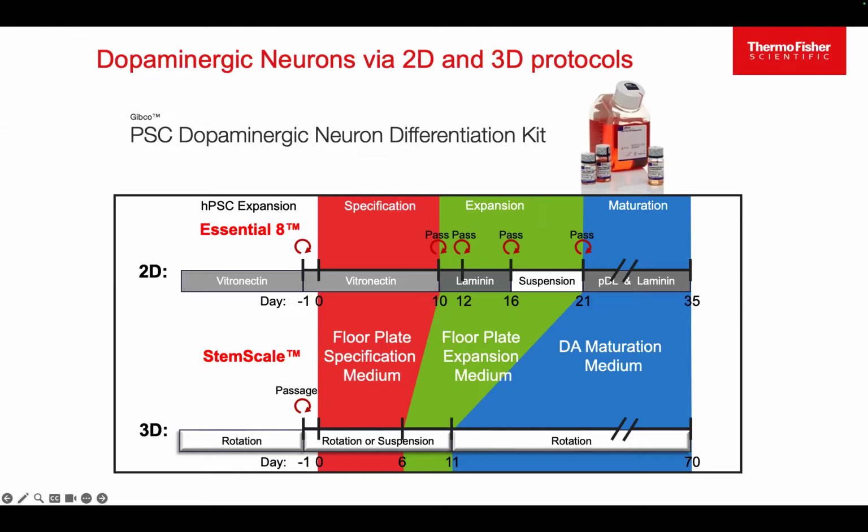As I said before, compared to 2D cultures, specification and expansion can actually be shortened a bit for 3D cultures, which is nice. Again, all with equivalent expression of these different neuronal markers for floorplate, dopaminergic neurons, and so on and so forth. And so what I thought I'd do next is show you how we tested varied culture conditions to help us optimize this 3D workflow in organoids.